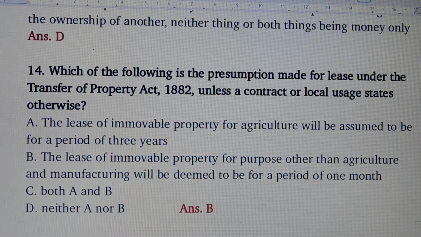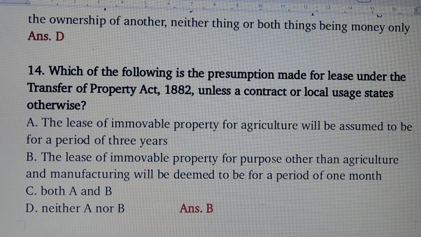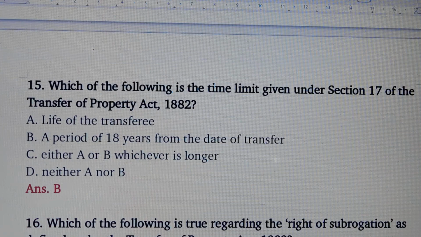Question number 14. Which of the following is the presumption made for lease under the Transfer of Property Act unless a contract or local usage states otherwise? Answer is option number B. The lease of immovable property for purpose other than agriculture and manufacturing will be deemed to be for a period of 1 month.